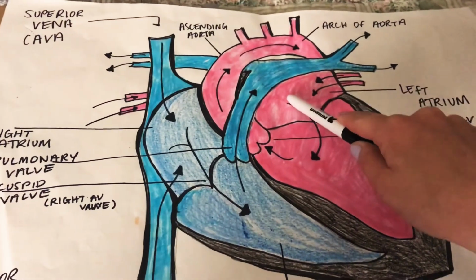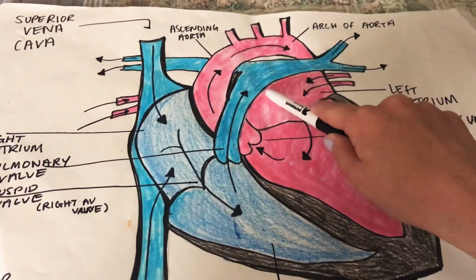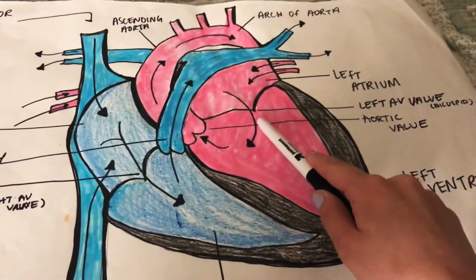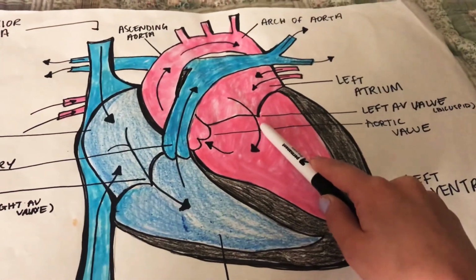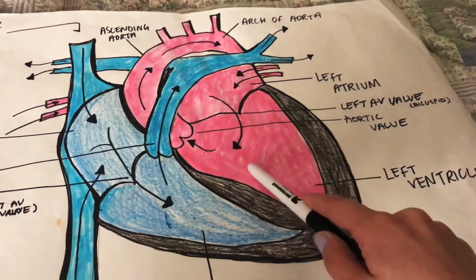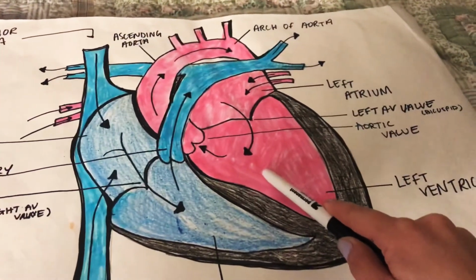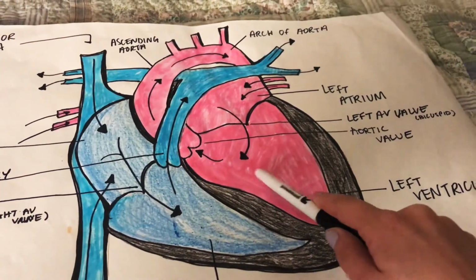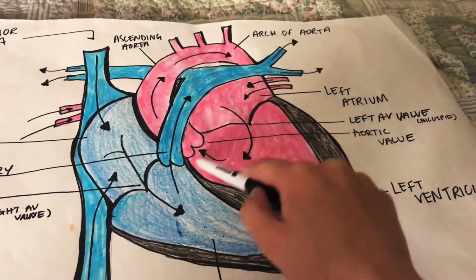The blood in the left atrium then will flow down through the left AV valve, also known as the bicuspid valve, into the left ventricle, as seen here. The left ventricle will contract, and it'll force the aortic valve open. This is the aortic valve.